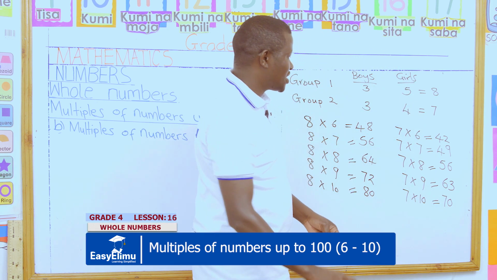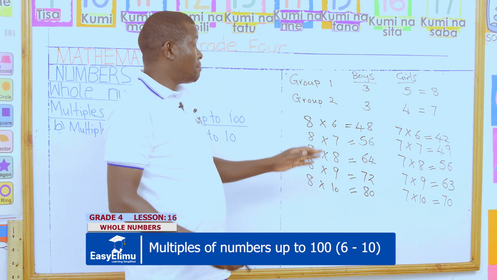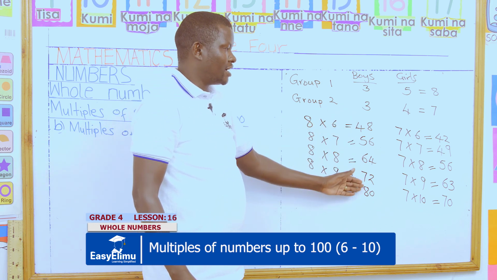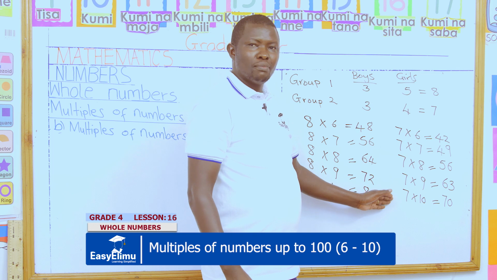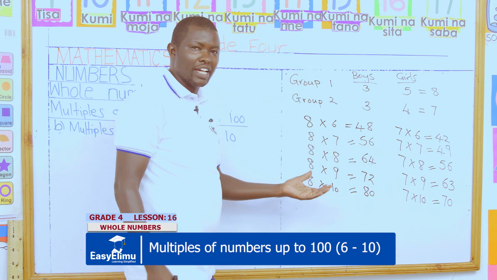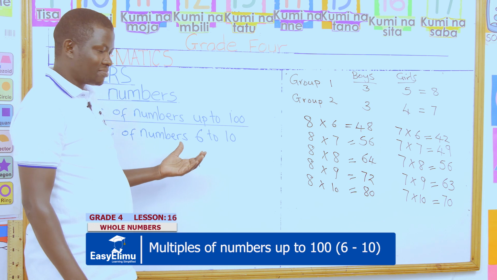So, class, you've noticed that multiples of number 8 multiplied with different numbers are here. Multiples of 7 multiplied with different numbers are here. And that is how we get the product.